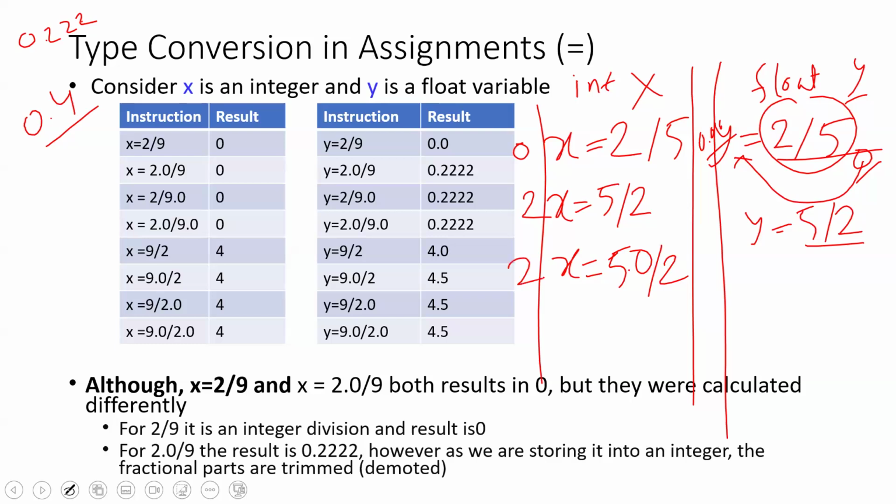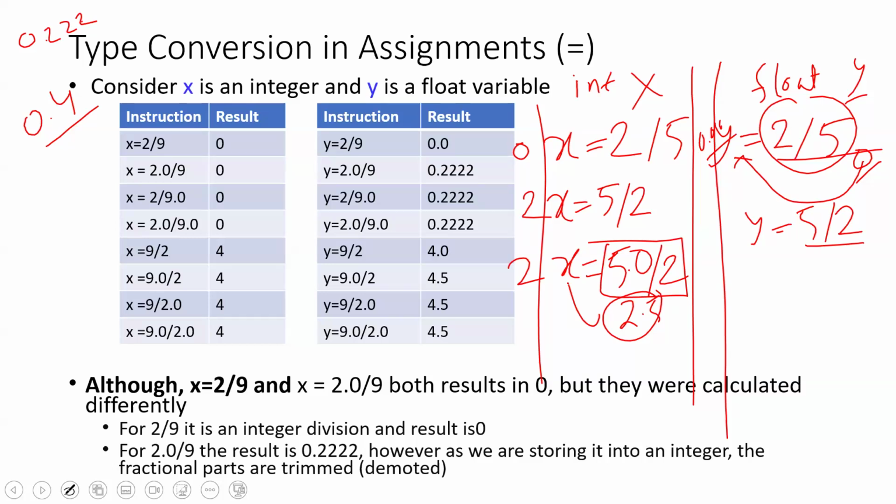2. But how did you get this 2? What is the result for this? The result for this one is 2.5. Then you put this 2.5 in an integer box. 2.5 will be demoted to 2.